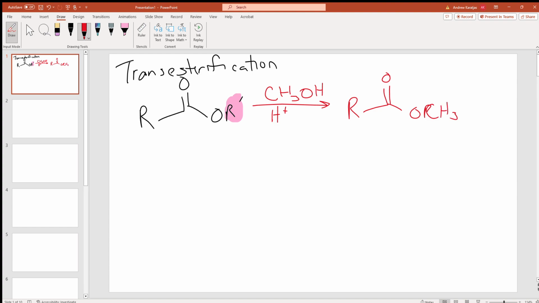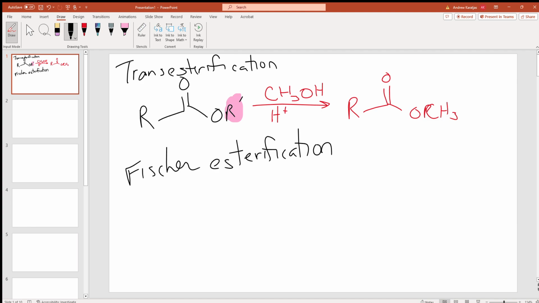Now, the mechanism of this reaction is one that we're already likely to be very familiar with. Essentially, this reaction follows the exact same mechanism as the Fischer esterification. The only real difference between this transesterification reaction and the Fischer esterification is that for the transesterification, because we already have an ester, our leaving group is going to be different. But outside of that, the mechanisms are basically identical.